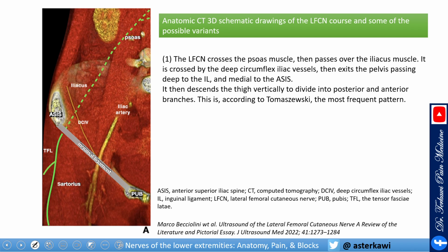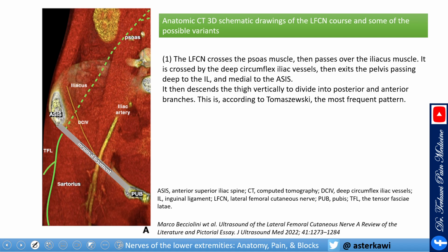One of the challenging parts and very important things to know about this nerve is that there is a lot of anatomical variation in the course of this nerve. So sometimes it's really challenging to find the nerve. Usually, I would say 90% of the time, it's a very straightforward, easy block. But sometimes it's not easy to find the nerve.